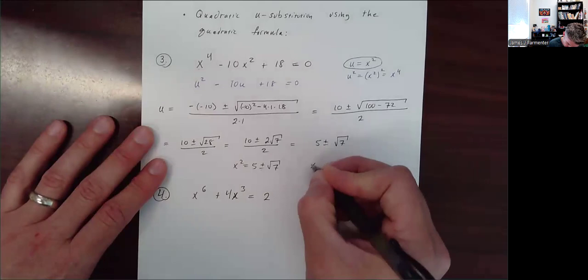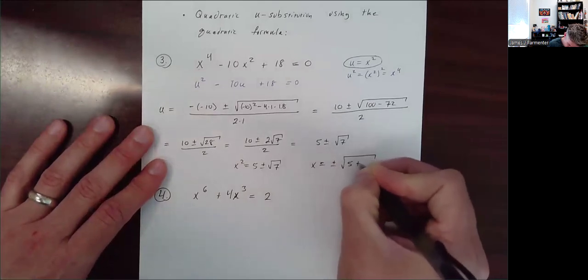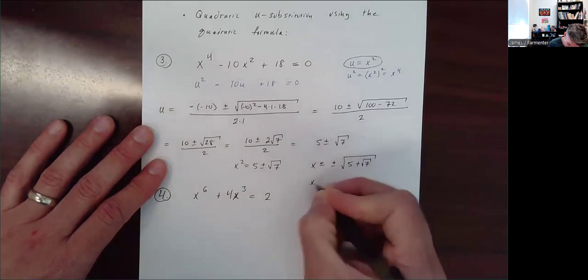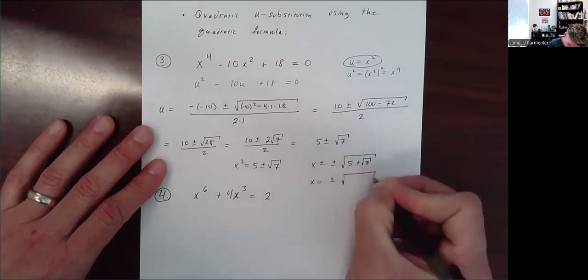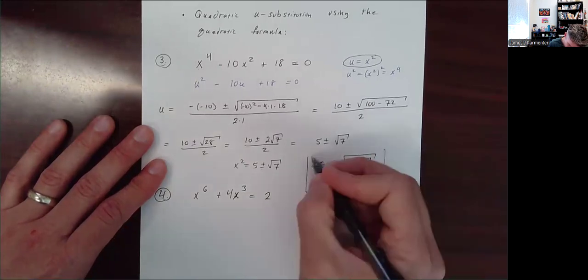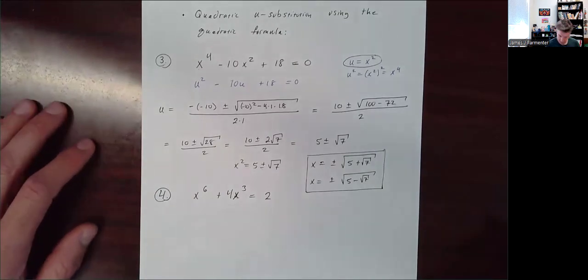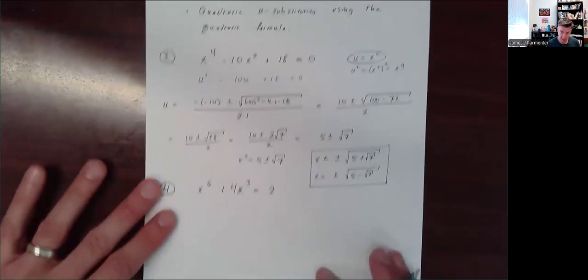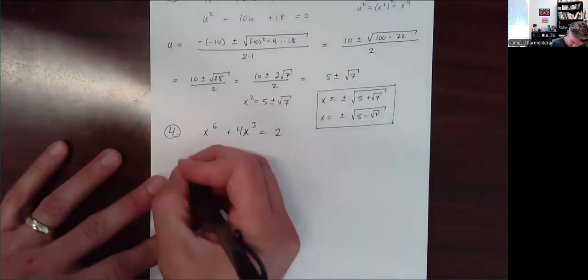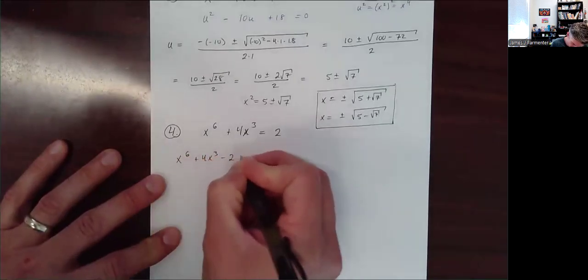So we get x equal to plus or minus the square root of 5 plus root 7, and we get x equal to plus or minus the square root of 5 minus root 7. All 4 solutions here. Similar idea here. We're going to first bring everything to one side. So we get x to the 6th plus 4x cubed minus 2 equal to 0.